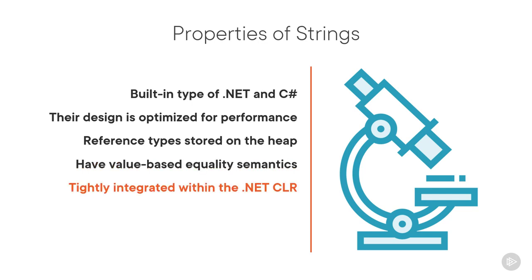The Common Language Runtime, or the CLR for short, executes our compiled C# code, and it includes special treatment for strings. Some code that defines strings is written in managed C# code, but other parts are written in unmanaged code at a lower level, including support for fast allocation of the memory needed for string instances.